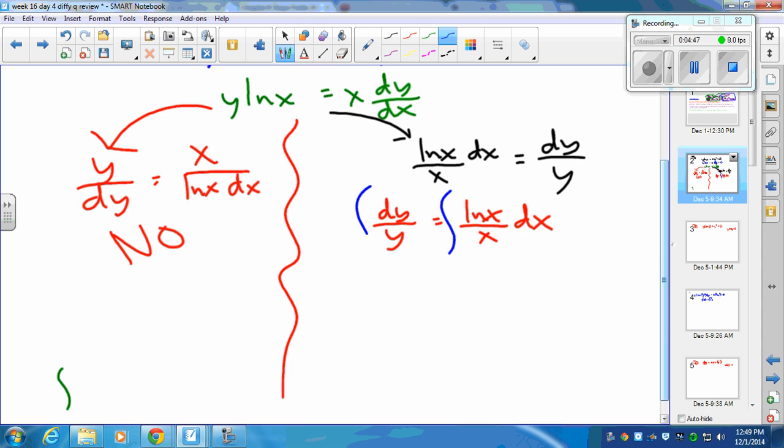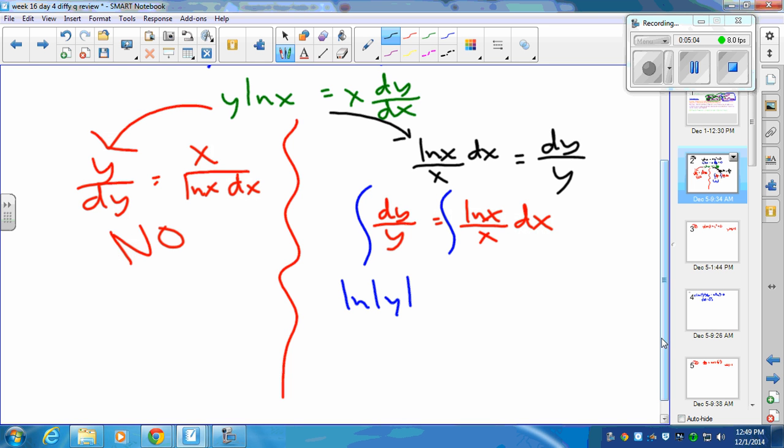Now it's time to separate. Now we can integrate. That's ln of y. That's easy. The right side, some of you might go, uh-oh, I do not know how to do this. So first off, one of your issues might be you might not know how to separate.